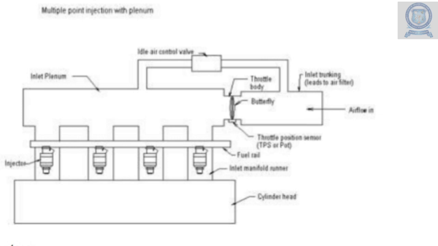So in this figure we are seeing the multi-point fuel injection system. So here we are having multiple fuel injectors for separate cylinders. So individual injectors for different cylinders, and they are placed under a common fuel rail system, which is supplied with fuel under the control of the electronic control unit, and these individual injectors apply the correct quantity of fuel to each cylinder.